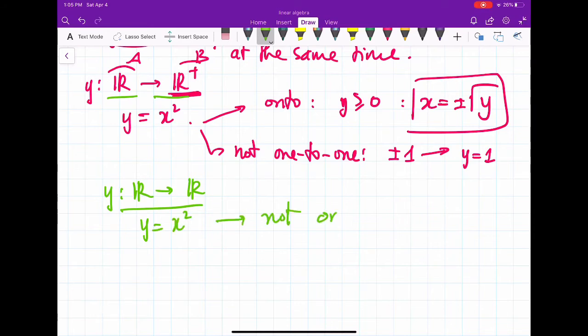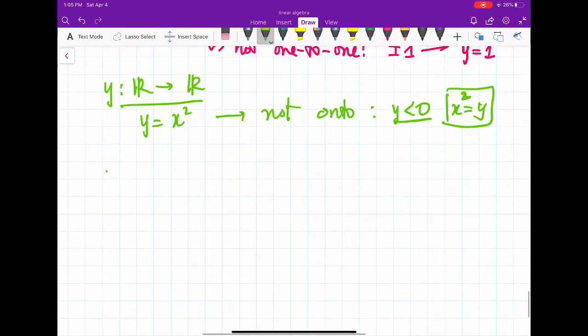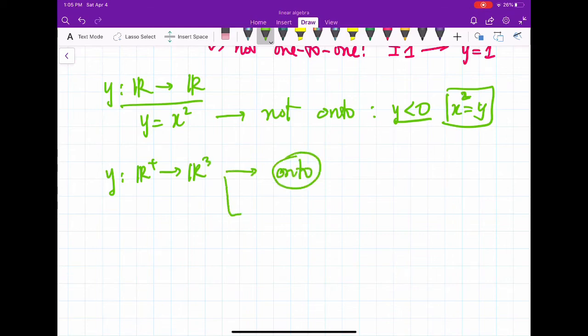Not onto, because if you pick some y less than 0, you cannot find a real number x such that x squared equals y. Make sense? But if you consider the map from R plus to R plus, this is onto, this is 1-to-1, so this is bijective.